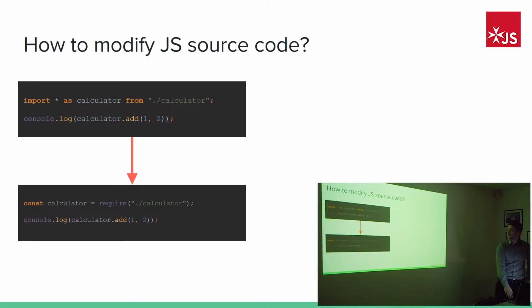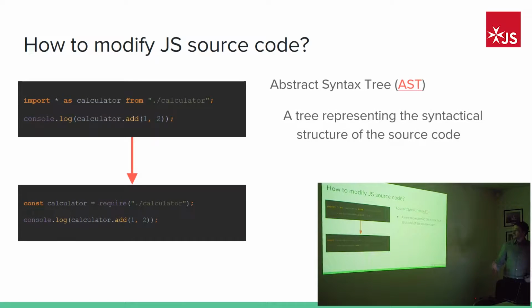So the question is how to modify JavaScript source code and do this conversion. And actually there is already a solution for that. The concept is called the abstract syntax tree, which is a tree that represents the syntactical structure of the source code. And it's always a result of syntax analysis, so some kind of parsing. This might sound a bit abstract, but we will see it on an example.